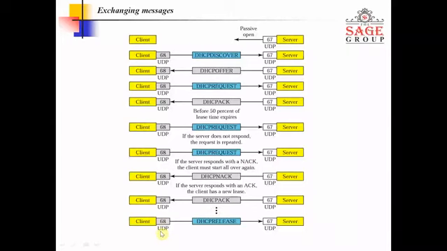Then the client sends that I want to release from that node. Then the DHCP release is sent by this. These are the exchanging messages for DHCP.